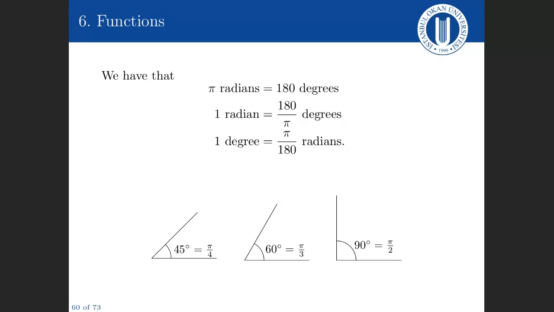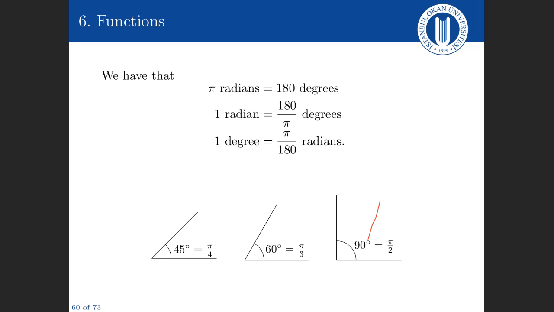We divide by pi and say that 1 radian is the same as 180 divided by pi degrees. Or we might divide by 180 and say that 1 degree is the same as pi divided by 180 radians. Three very common angles: 45 degrees is the same as pi over 4. 60 degrees is the same as pi over 3. And 90 degrees is the same as pi over 2.